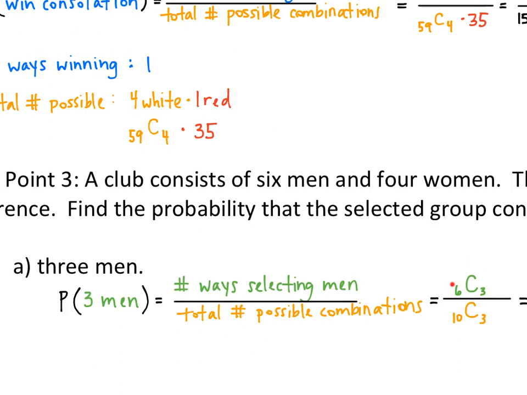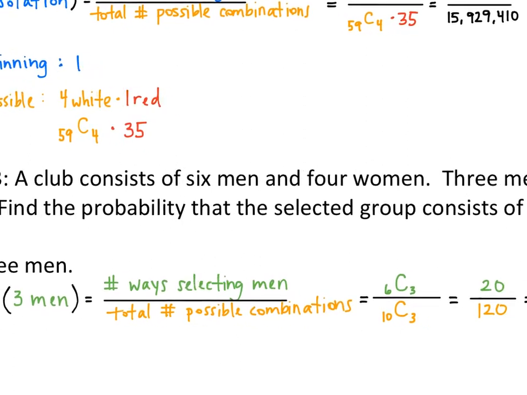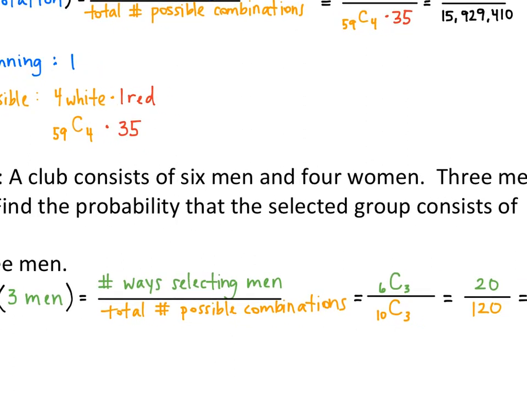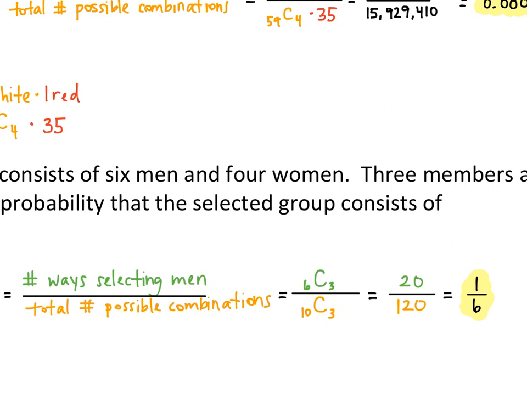Okay, so hopefully you recognized there's 6 men and we need 3. I don't care about the order. So 6C3 is the ways of selecting men. How many total combinations? Well, we have 6 men and 4 women, so we have 10 people total, and we're just choosing 3 people. So it's 10C3 is the total number of ways we can choose 3 people from this group. If we go ahead and plug into our calculator, we will get 20 over 120, and this simplifies to be 1 over 6.